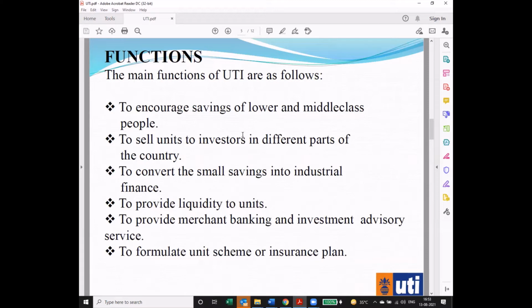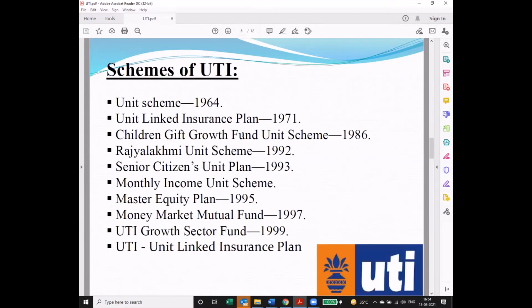That kind of advice was also given by the Unit Trust of India to formulate unit schemes or insurance plans. These are the two more things that it used to do. Along with creation of units, they also advised people on unit schemes and insurance plans. So let's have a look at the unit schemes that they rolled out.